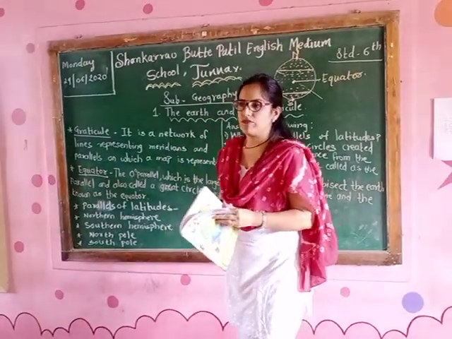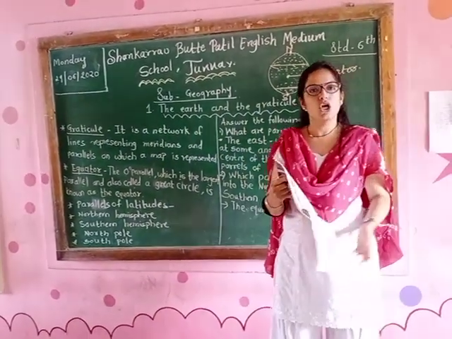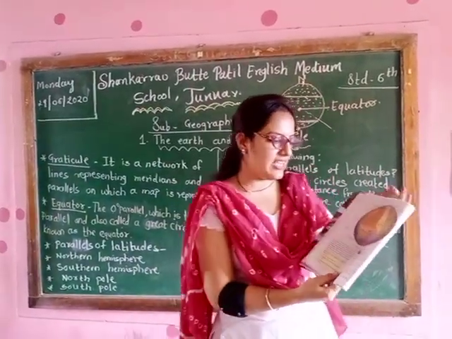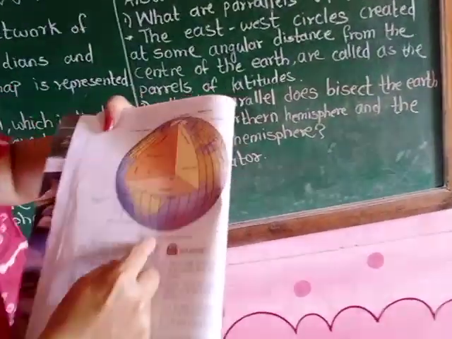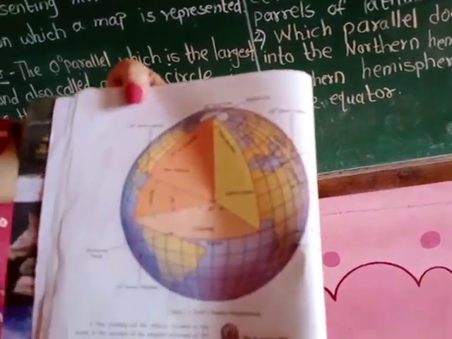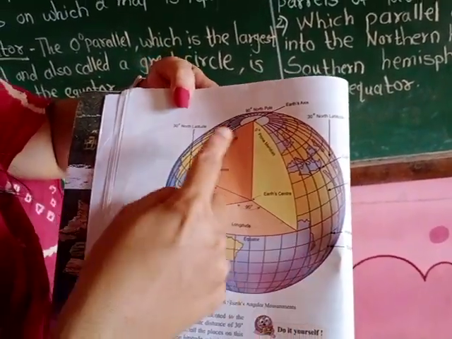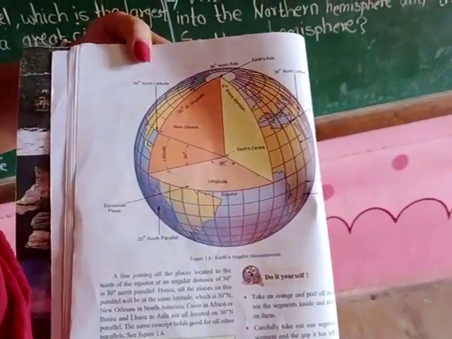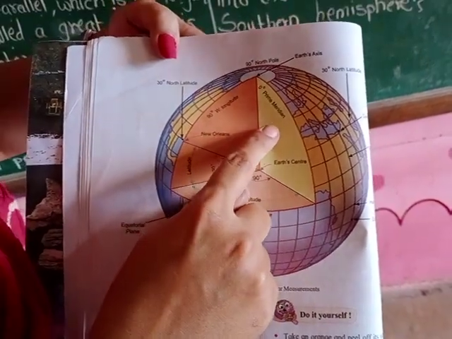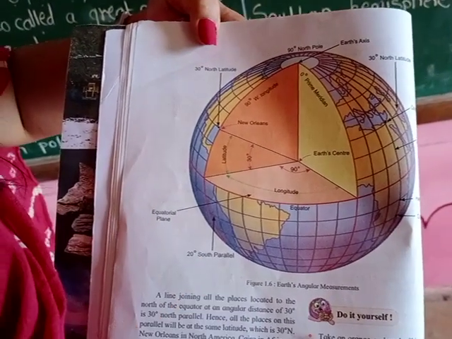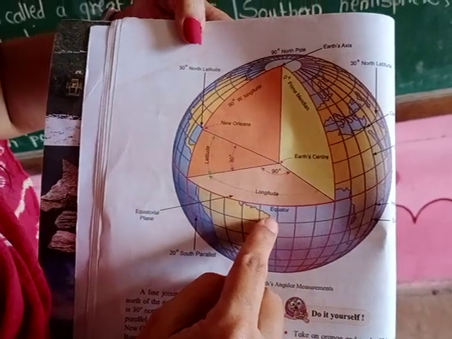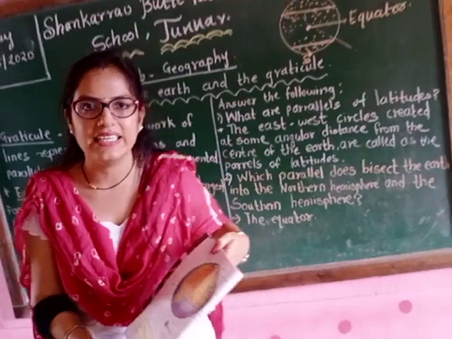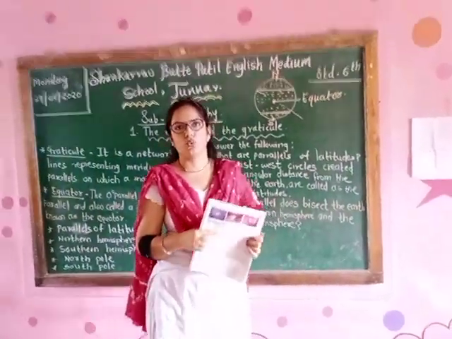Whatever content I have taught, it is a lengthy lesson, so we will go slowly, and next time we are going to study figure 1.6. So your one more homework is that you have to go through the whole diagram 1.6, the things mentioned in it. What is the 0 degree prime meridian? What is a meridian? What are latitudes? Where they have shown the equator, longitudes, many more things. You have to study it properly, and there is one project for you.